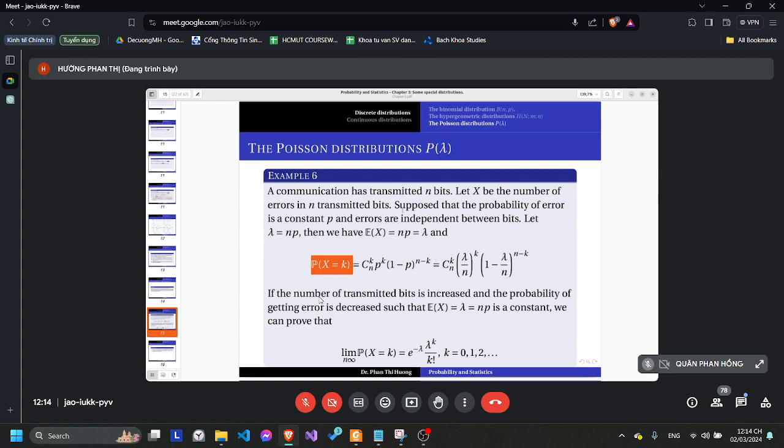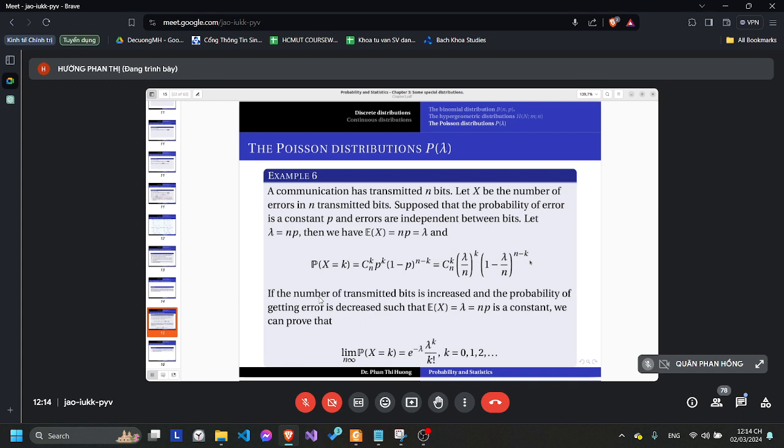Moreover, if we consider the average number of errors, E[S] equals np, denoted by the constant lambda, then because lambda equals np, easily we can write p equals lambda over n. So plugging into the formula of the binomial distribution, we write the probability of S equals k equals C(n,k) (lambda/n)^k (1 - lambda/n)^(n-k).